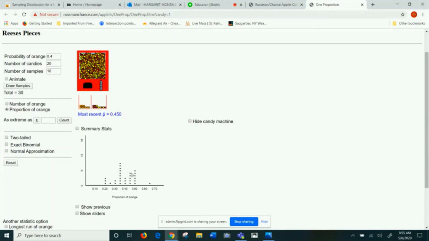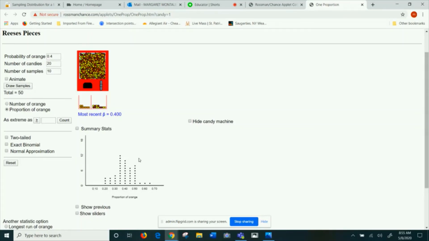You can see that the spread here is from 0.20 to 0.65. If I draw another 10, we see we're starting to get somewhat of a mound shape going on here. And I'll do that one more time.